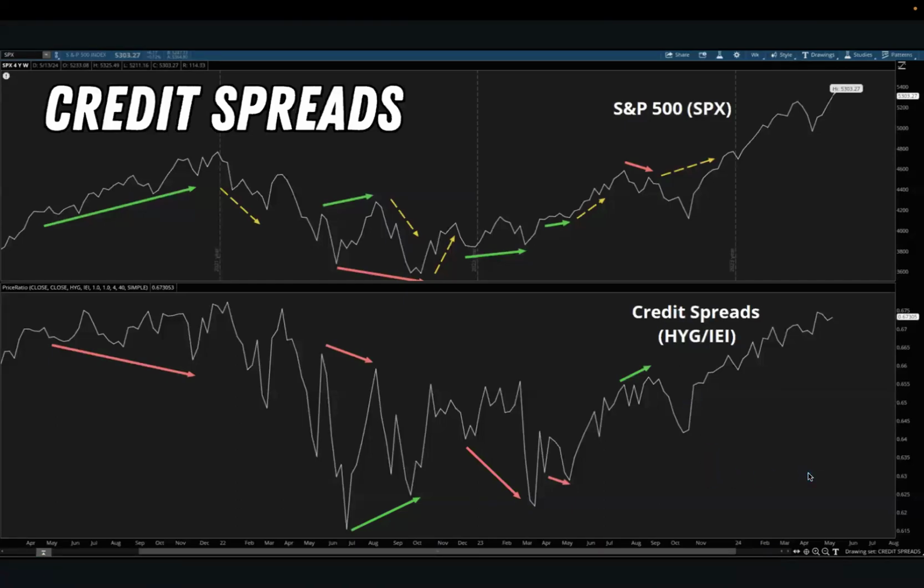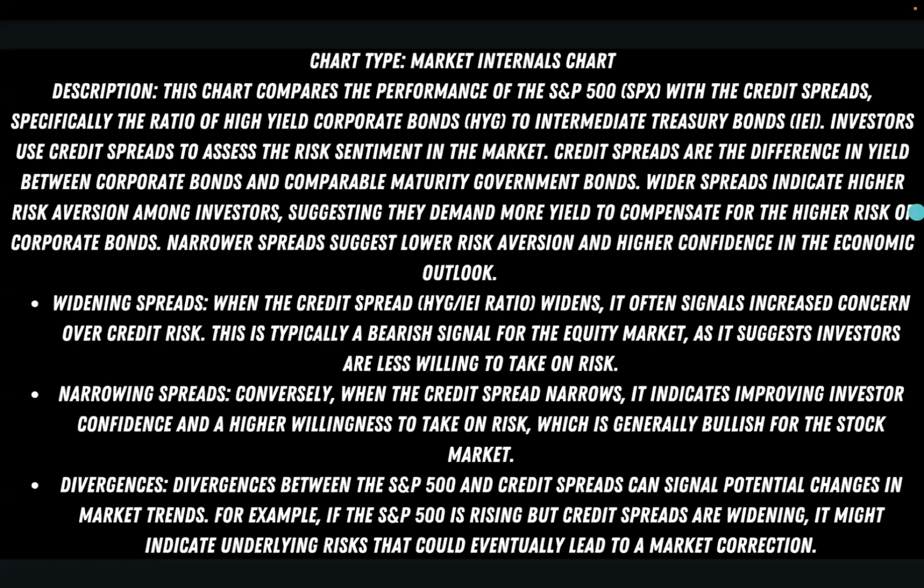We're going to go over the credit spreads chart layout here. We've got the S&P 500 on top, and we've got a credit spread measurement here on the bottom. This honestly can be one of the most important chart layouts that I've got, especially when it comes to determining risk appetite in the market and potential clues and signals into where the stock market could be heading.